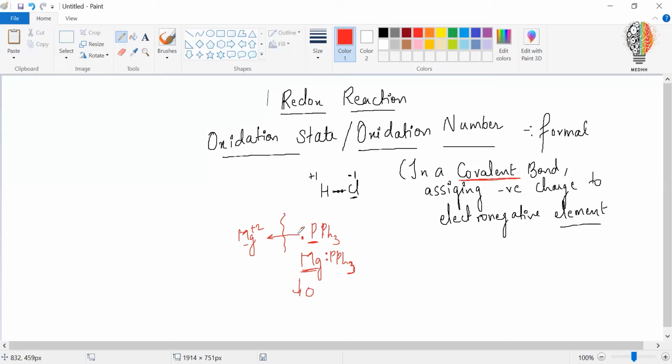What is this? This is basically a donation. A kind of a donation which is taking place. It is not a complete donation, otherwise we would call it ionic. It's not ionic, it is just a kind of donation which is taking place over here. So hence the formal charge will be 0. Just apply it in this way that coordinate bonds do not have any formal charge.